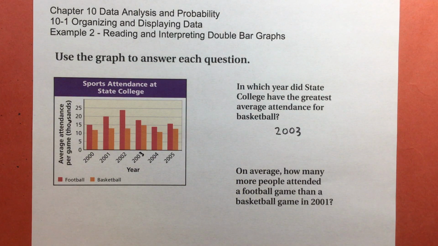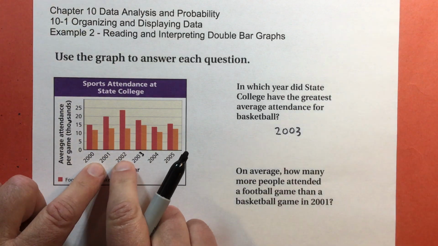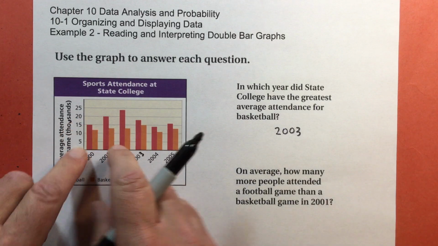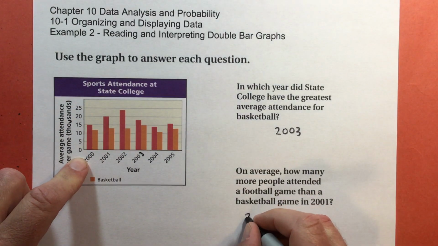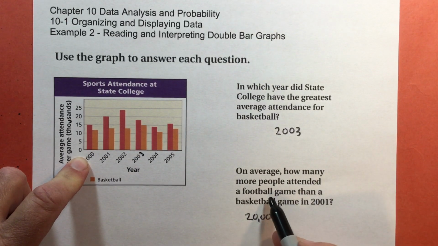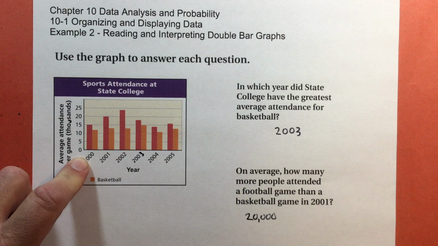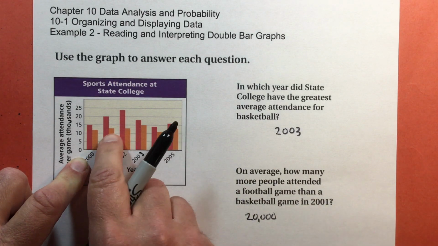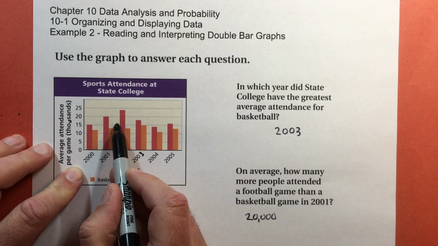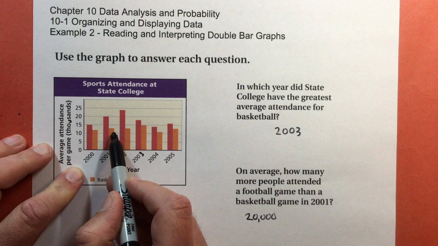On average, how many more people attended a football game than a basketball game in 2001? So let's find 2001. For football, it looks like it goes all the way up to this horizontal line, which is 20. And remember, this is thousands. So we'd say 20,000 for football. And I want to find out how many more than basketball. That's a difference, so I'm going to subtract. So for basketball, it's kind of hard to see, but here's 10,000. This would be 15,000. This is about halfway.